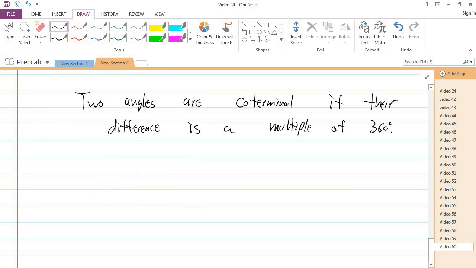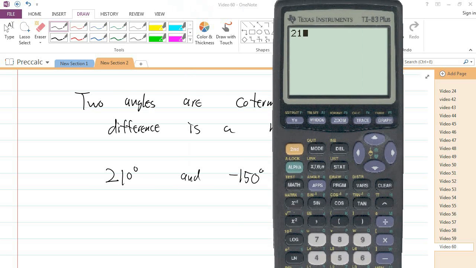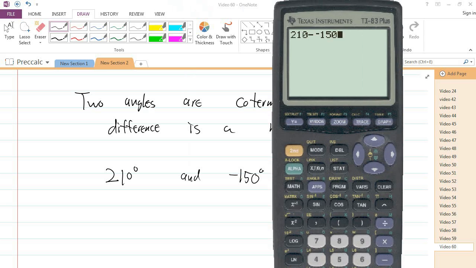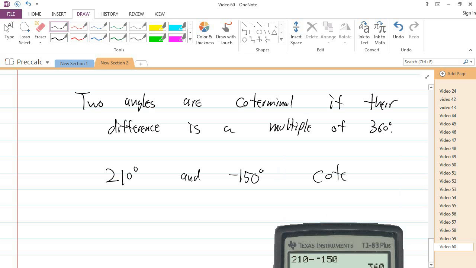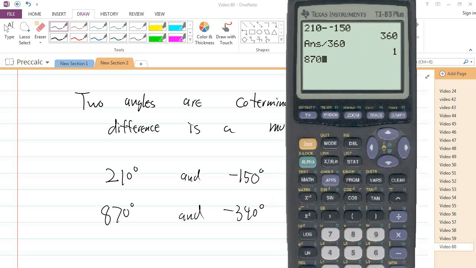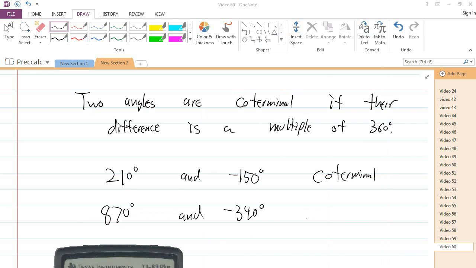So for instance, are 210 and negative 150 coterminal? Well, subtract them. If you get a multiple of 360, then they are coterminal. 210 minus negative 150 is 360. 360 is a multiple of itself, so this is coterminal. How about 870 and negative 340? Well, subtract them. 870 minus negative 340 is a number. If I divide that by 360, I should end up with a whole number. Because this is not a whole number, these are not coterminal.